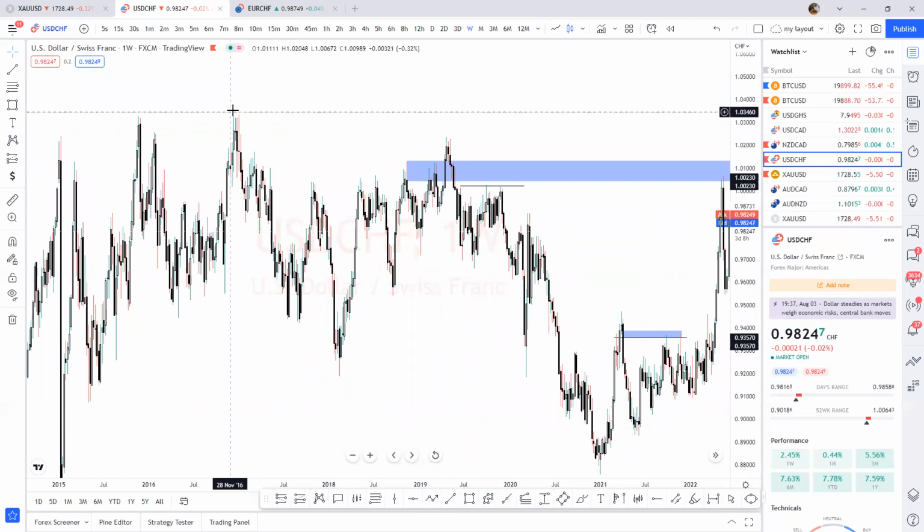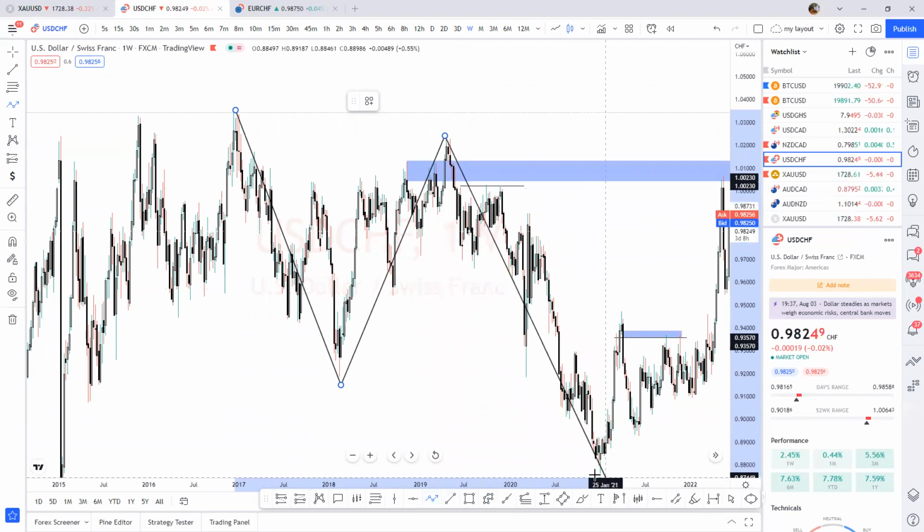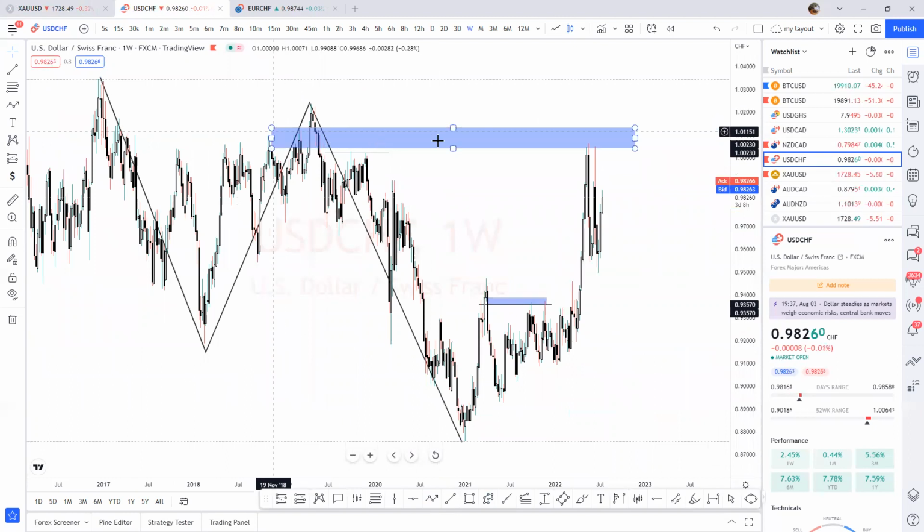You have a high, a low, lower high, lower low. So within this particular correction, that is where we found this level, right? That is how we found this level. It is within that correction that we found that level.